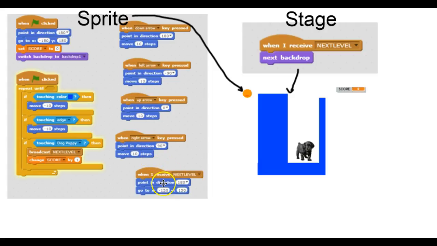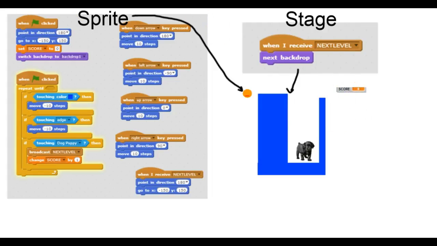Did I forget to switch the backdrop? Oh yeah, here we go. It's on the stage. When I receive next level, switch to the next backdrop. So all this code is on the sprite. Then I just have this one little bit of code here on the stage. The stage itself switches its backdrop. And then I have my score up here.